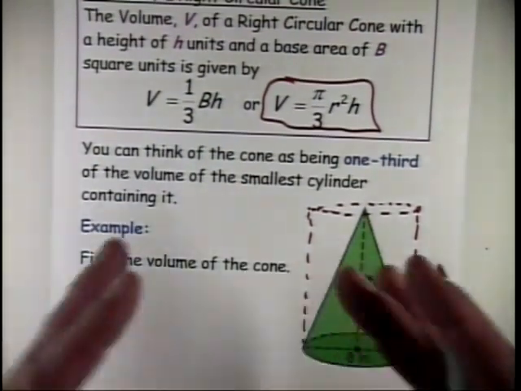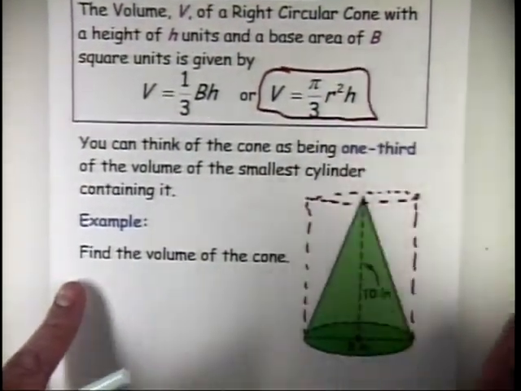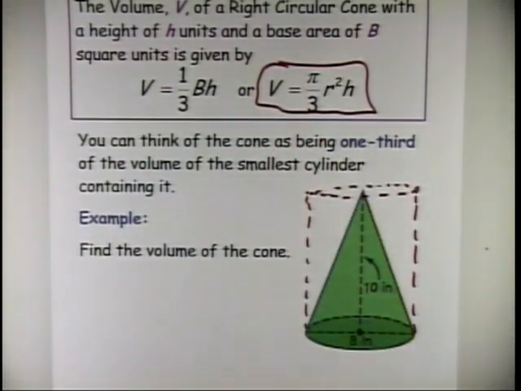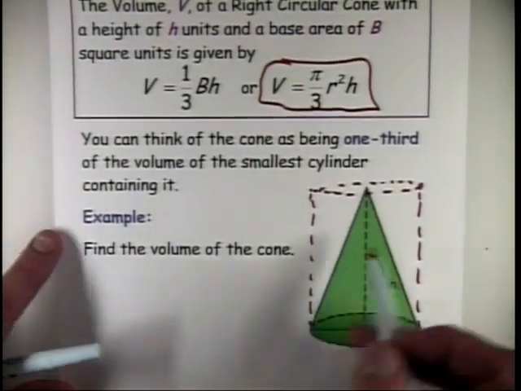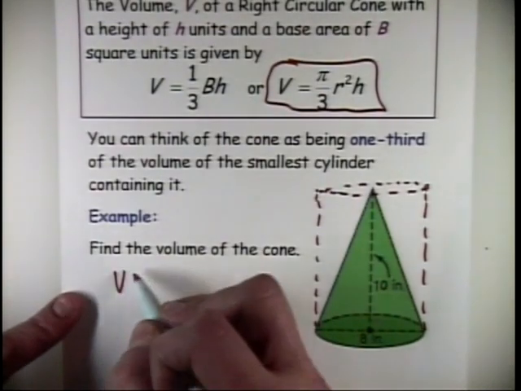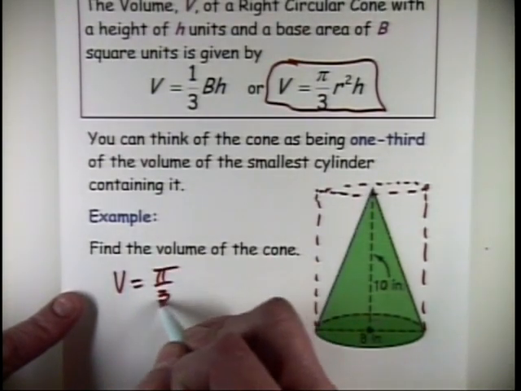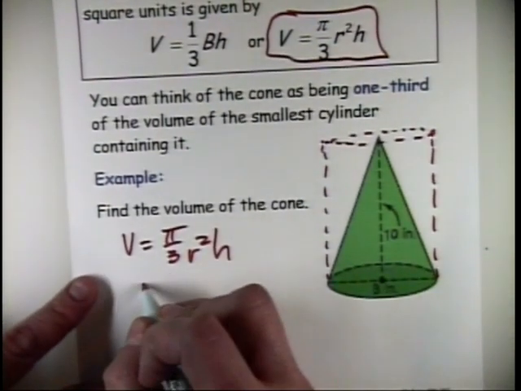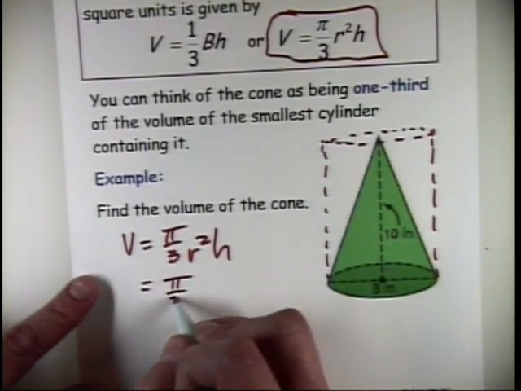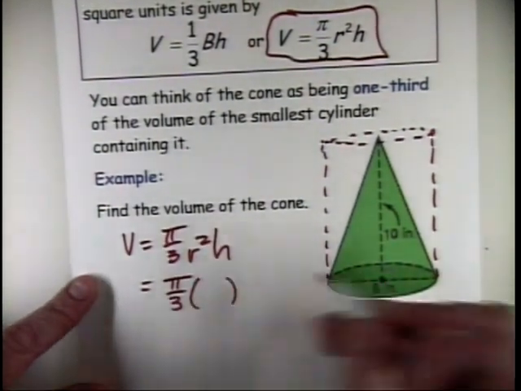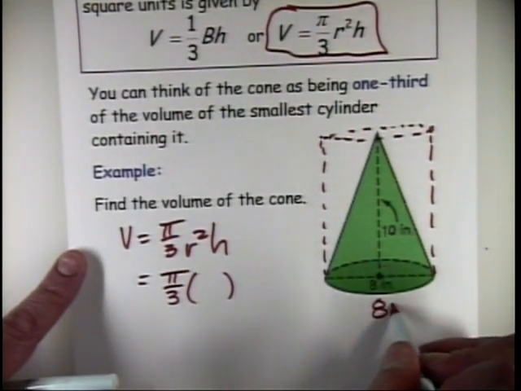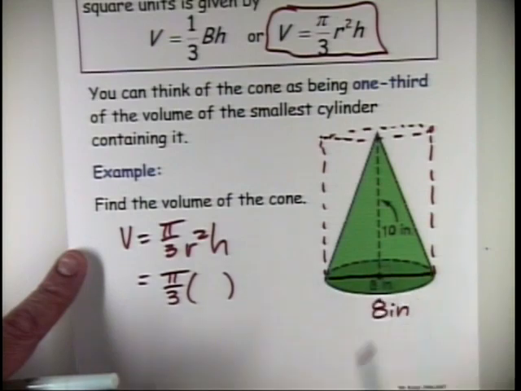So it's kind of like a sculptor starting with a slab of cylinder, and we're carving out this cone, and we're going to be left with one third of the volume. It's pretty neat. All right, well, let's go ahead and find the volume of this cone. And I'm going to go ahead and use the pi thirds r squared h equation, which is found in a formula chart. Well, pi is pi and 3 is 3, so that's really a constant. I need to find the radius. Well, if you look down here, it says that 8 inches, it's kind of hard to see on TV, is all the way across.